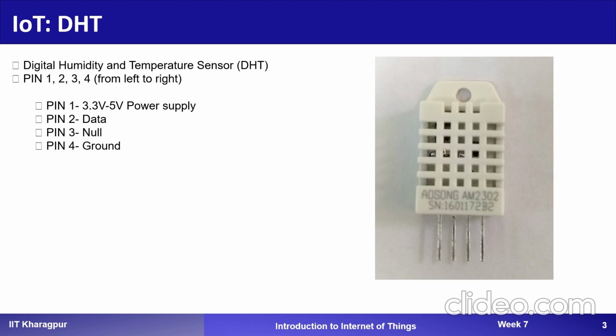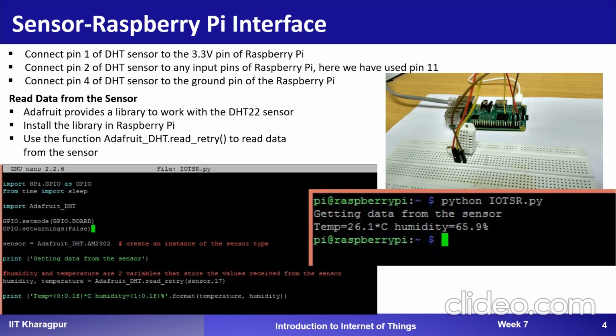So this is the DHT sensor. We have already discussed that there are 4 pins in case of DHT sensor. Pin 1 is for power supply, pin 2 is for data, pin 3 is null, and pin 4 is ground. Now, this is the connection establishment between the Raspberry Pi and your DHT sensor.